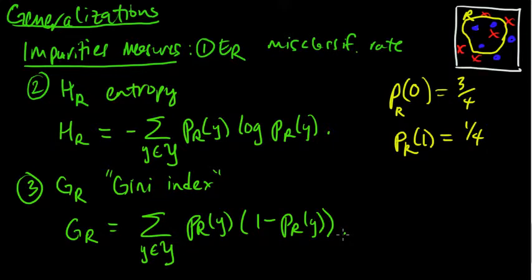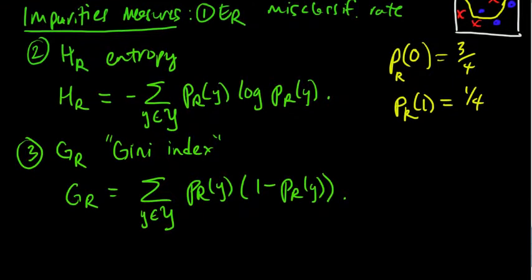And so these are some ways to generalize that previous one. These actually are recommended. The entropy and the Gini index tend to work better than the misclassification rate, so it is probably better to use one of those. And also the Gini index has some nice analytic properties that make it easier to work with.